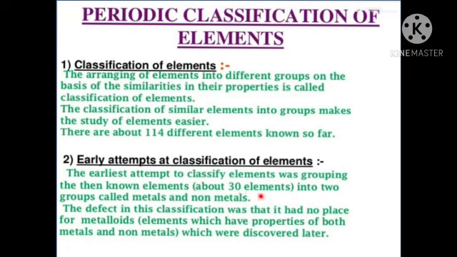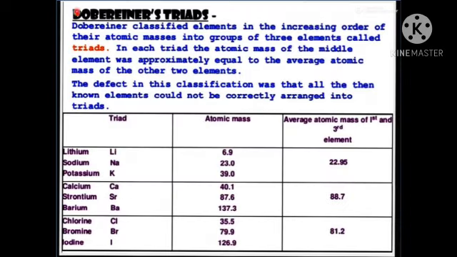At that time only two groups were made, metals and non-metals, that you had already discussed in your previous classes. The defect in this classification was that it had no place for metalloids. Obviously, earlier there were only two categories, but some elements contain some properties of metals and some properties of non-metals. They were discovered later. So this was the drawback at that time. Let's discuss the next attempt.